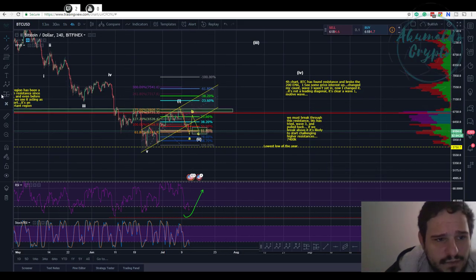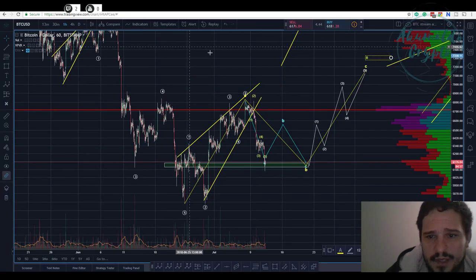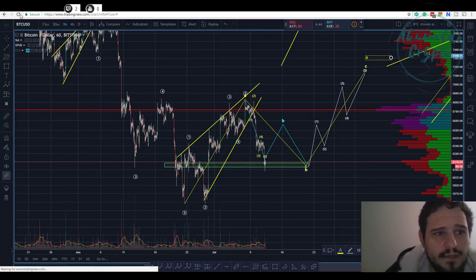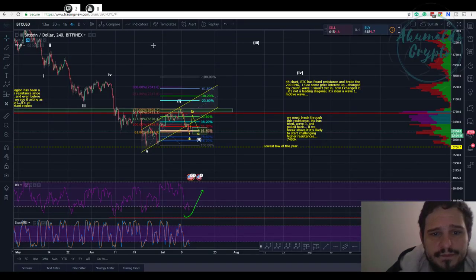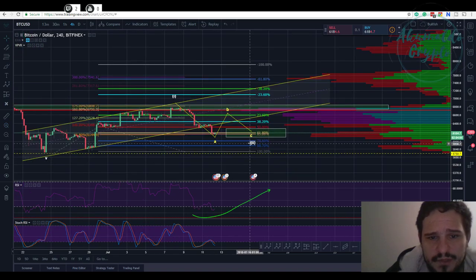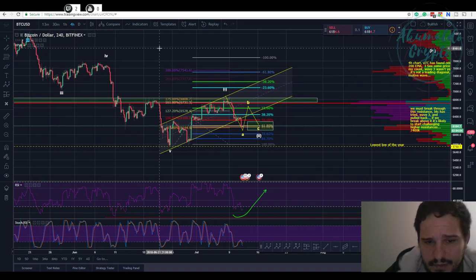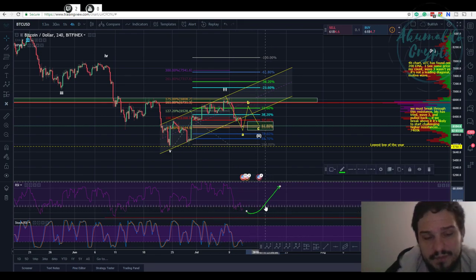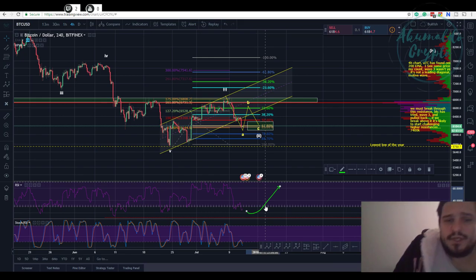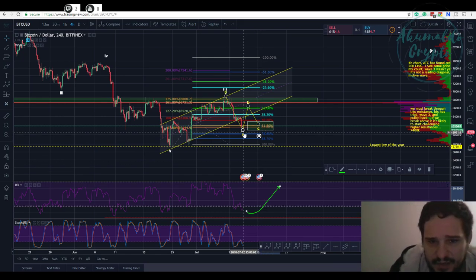Let me zoom in a little bit. I do think that I have this chart. This is a 4-hour chart, okay? 4-hour chart, we are down here below the 30 RSI. Perhaps we have a reaction, but perhaps, I'm not sure. We have finished this wave A, right?